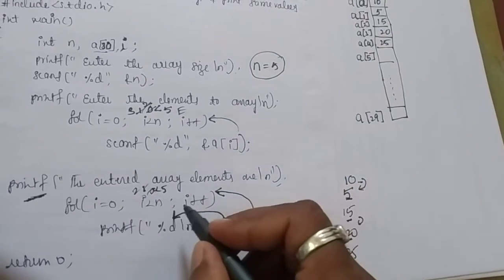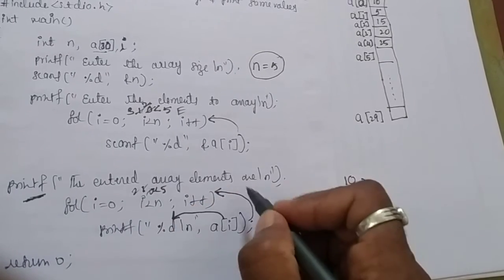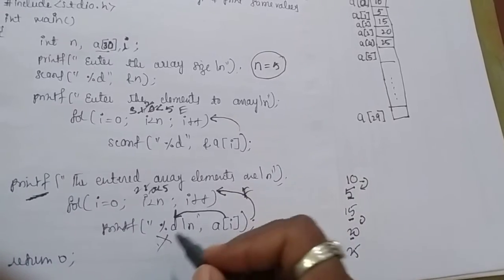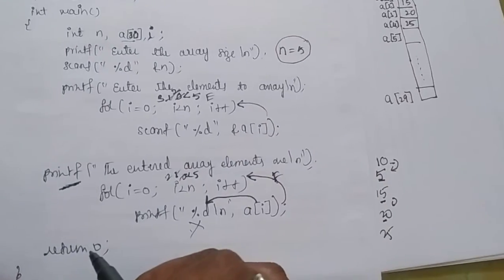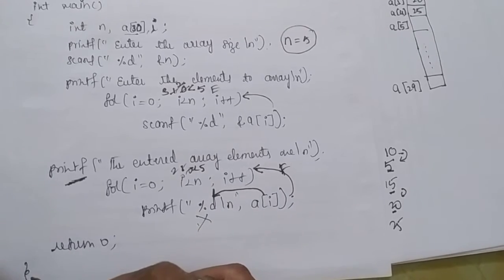Then I value increments. It is 5 now. Whether 5 is less than 5? Condition false. 5 is not less than 5, so this printf statement will not execute. It jumps to return 0 and terminates the program.